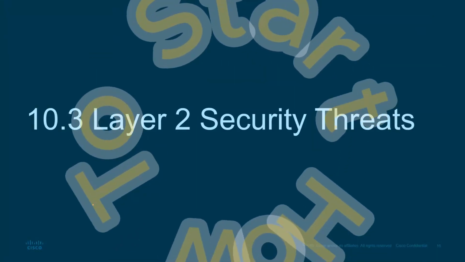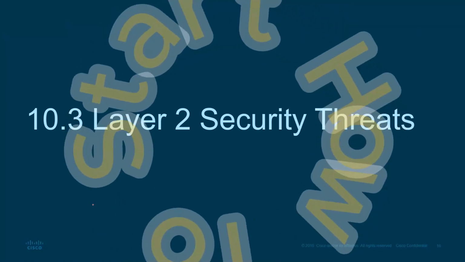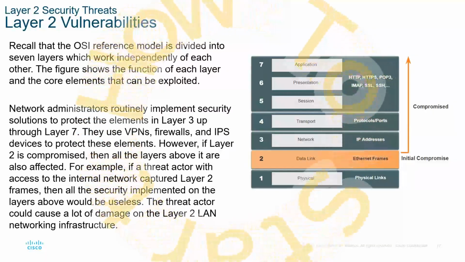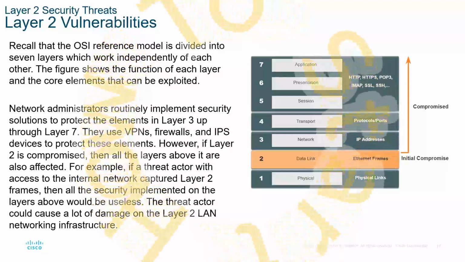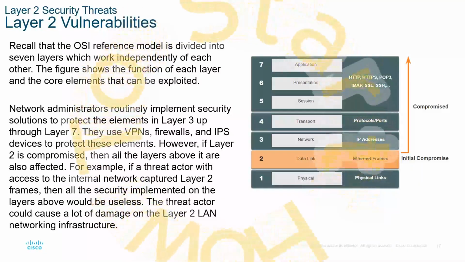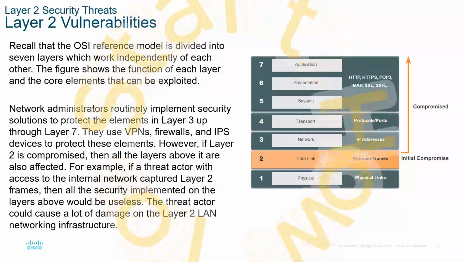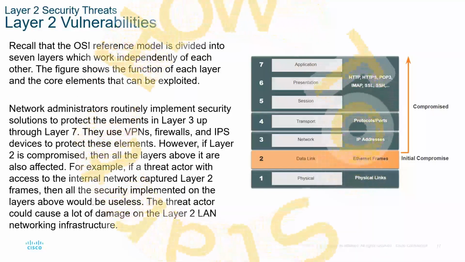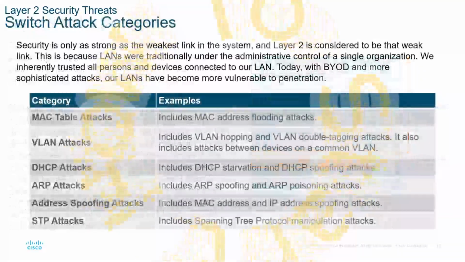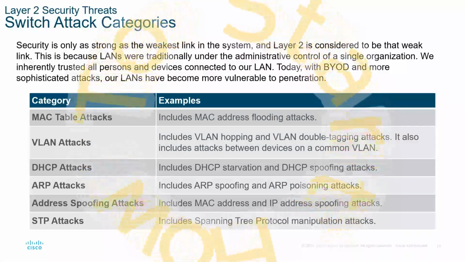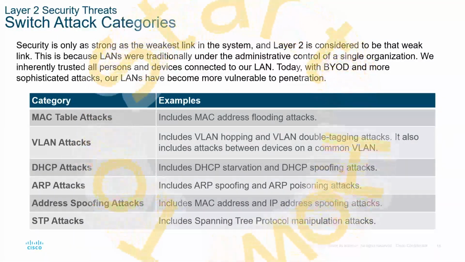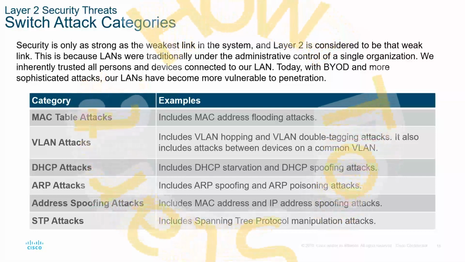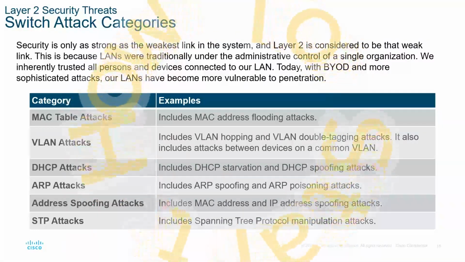Alright, moving on. 10.3, Layer 2 security threats. There are vulnerabilities in all layers of our OSI model. However, normally the initial compromise will be done at Layer 2. Whether it be through frame spoofing or MAC address spoofing or other functionality, our Layer 2 vulnerabilities are probably some of the more common that people will have to interact with. Here we have 6 of the more common: MAC address attacks, VLAN attacks, DHCP attacks, ARP attacks, address spoofing attacks, and STP attacks. These are common types of attacks that are attacking Layer 2.